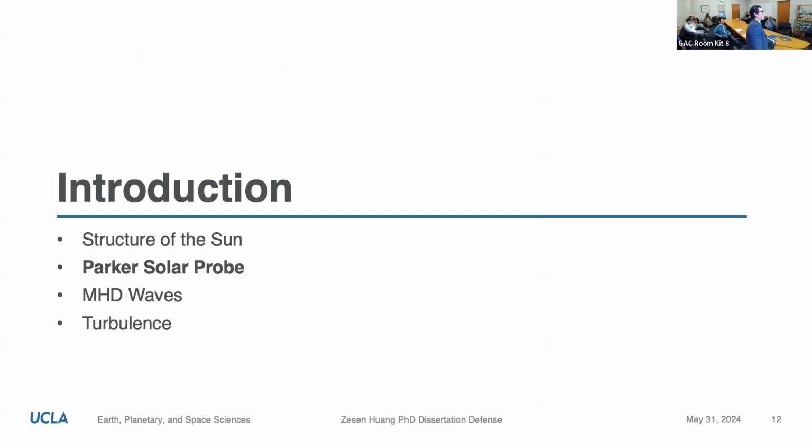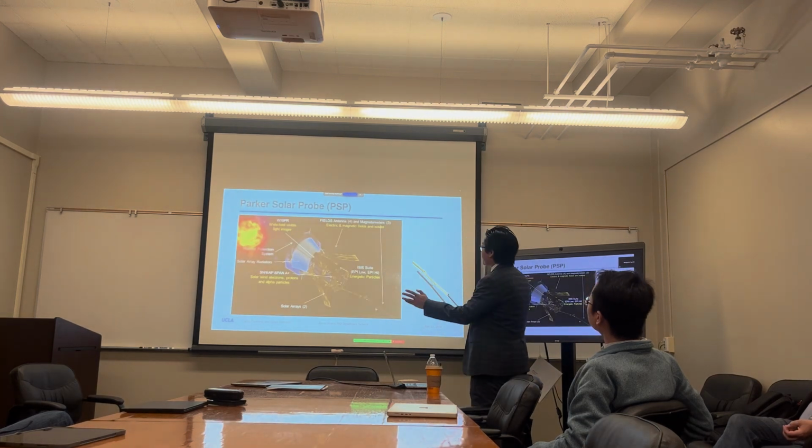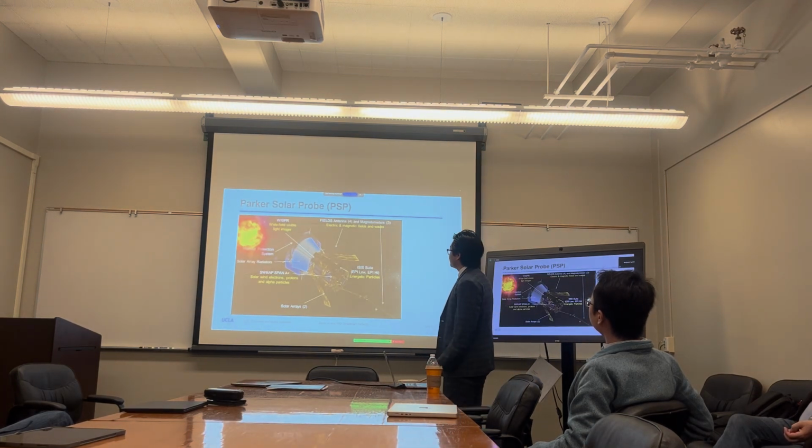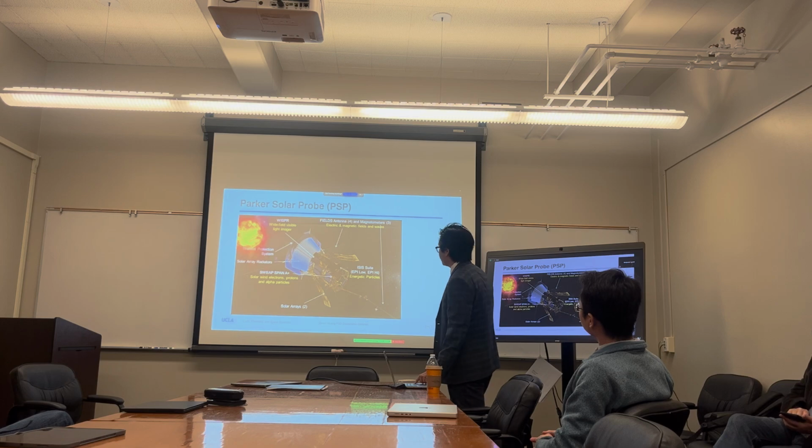So our next part is to discuss what Parker Solar Probe is. You have 4 primary instrument suites. One is FIELDS, which measures the magnetic and electric fields. You have the SWEAP instrument suite, which measures the ions, electrons, and other particles. Then there is IS⊙IS, for measuring the energy of particles, and WISPR, which is the imager.